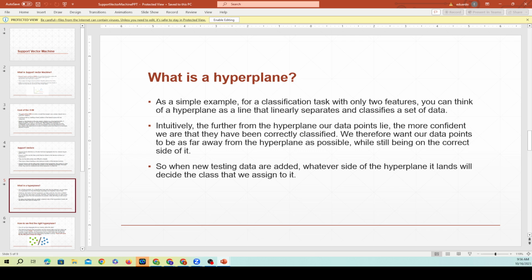Let's talk about the hyperplane. As a simple example, for a classification task with only two features, you can think of the hyperplane as a line that linearly separates the classified state of the data.